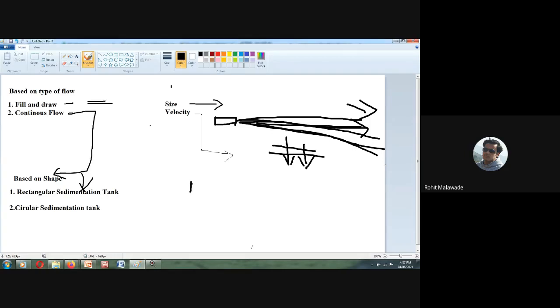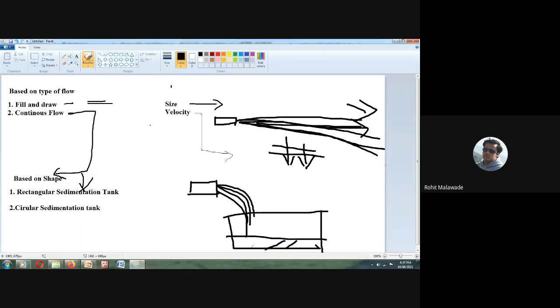Now, suppose I take the water with a lesser velocity, what will happen? The particles are going to settle down in this tank. They are going to settle down at the bottom with some amount of sedimentation time. So this is how size and velocity become the important aspects in your sedimentation process.